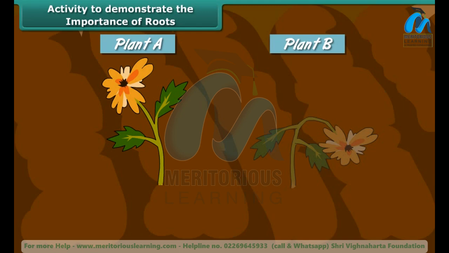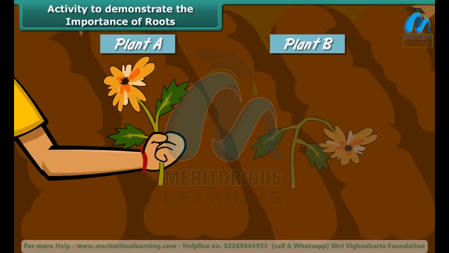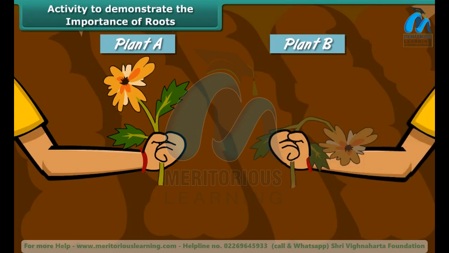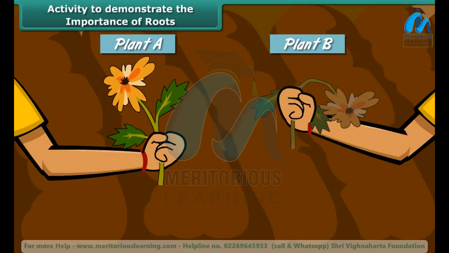wilted. This proves that roots absorb water and minerals from the soil and transport them to the other parts of the plant. Now try pulling the two plants out from the soil. Plant A is firmly attached to the soil because of its roots, so it is difficult to pull it out. However, plant B, that has no roots, comes out easily. This shows the roots anchor plants firmly in the soil.